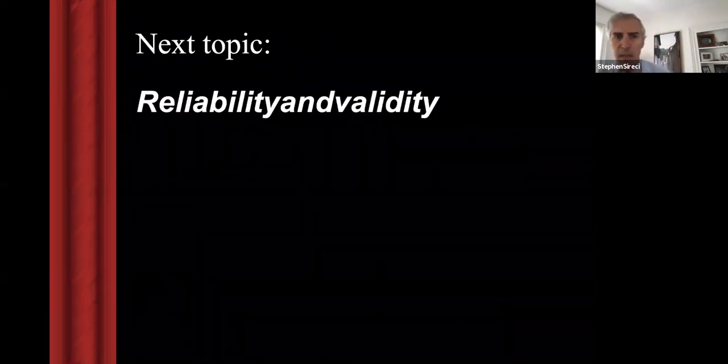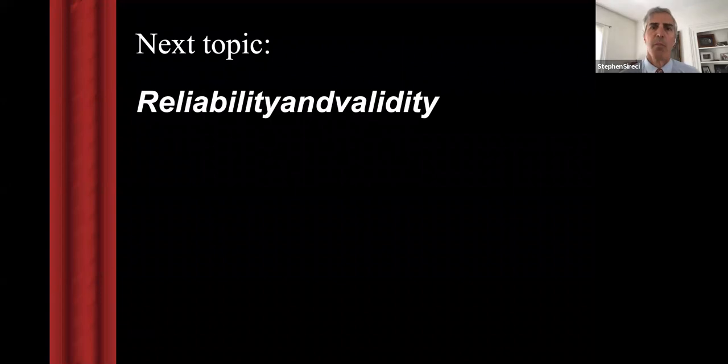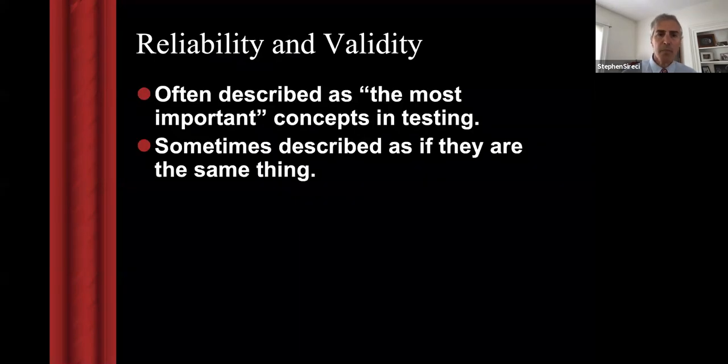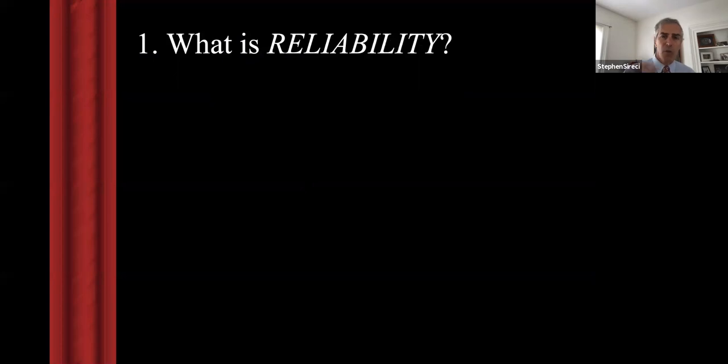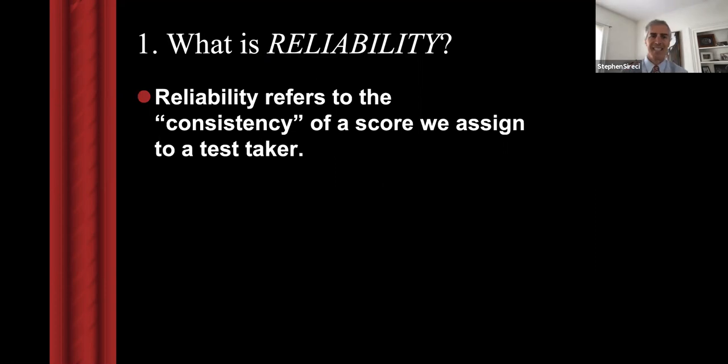All right, next topic is reliability and validity, two very important concepts we need to talk about. And I put them together here as one word because many times people just talk about reliability and validity and say it really quick as if they're one thing, but they're not, they're different. They're often described as the most important concepts in testing, and they certainly are very important. So let's start with reliability. A good synonym for reliability is consistency. So reliability refers to the consistency of a score we assign to a test taker.